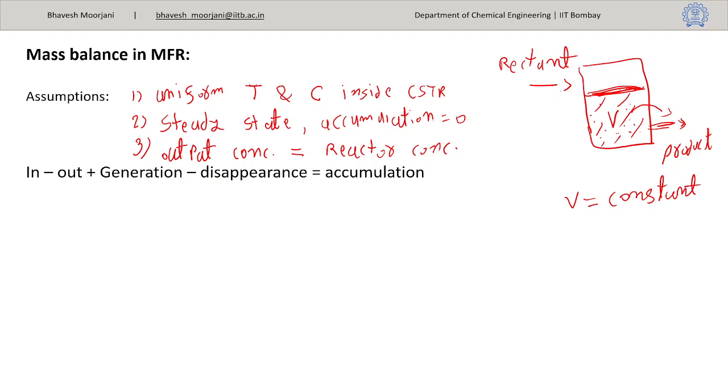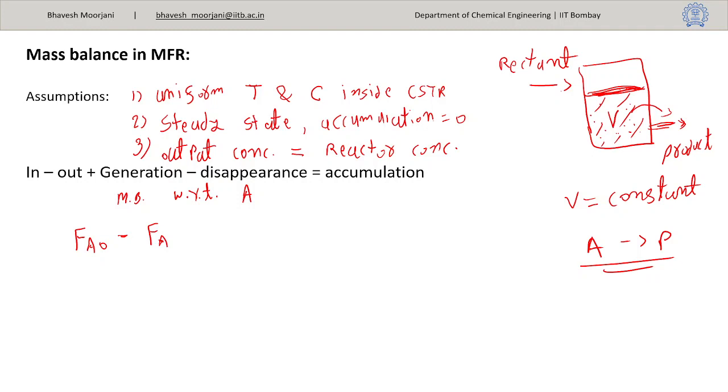Now let's come to the mass balance. Let's say we are doing the mass balance for a reaction A giving product P. Okay, this is our reaction and we do the mass balance with respect to A. So inflow, flow rate of A, the number of moles of A coming inside the reactor, will be FA0. Consider the output stream, FA moles go out with time.